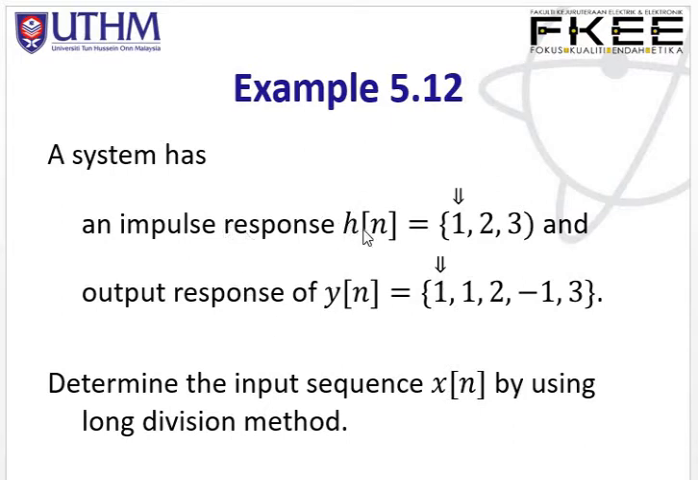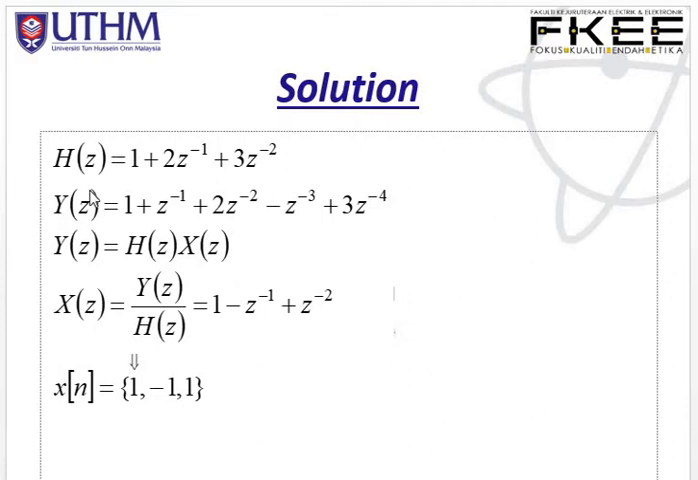h[n] changes to the z transform H(z), and y[n] changes to its z transform, so we have Y(z). As you know, the output is equal to the input multiplied with the system, so we need to find H(z). This is the impulse response of the system, h[n]. So Y(z) is equal to H(z) multiplied with X(z), but we don't have the input X(z). So what we can do is X(z) equals Y(z) divided by H(z). This can be illustrated here.